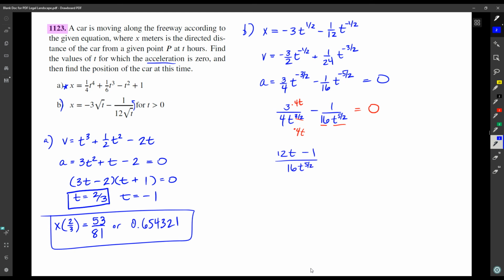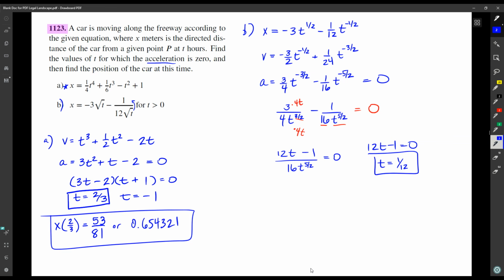We still want to know where the acceleration is 0, so 12t minus 1 equals 0 implies that this happens when time is equal to 1/12. So we have our answer there for the first part. Then find the position of the car at that time.